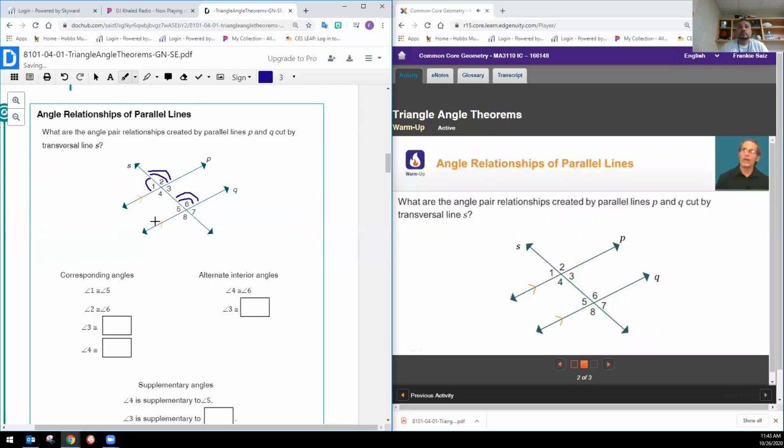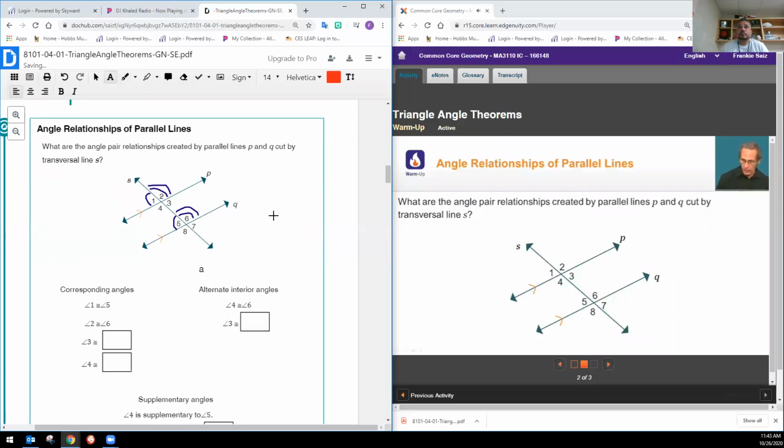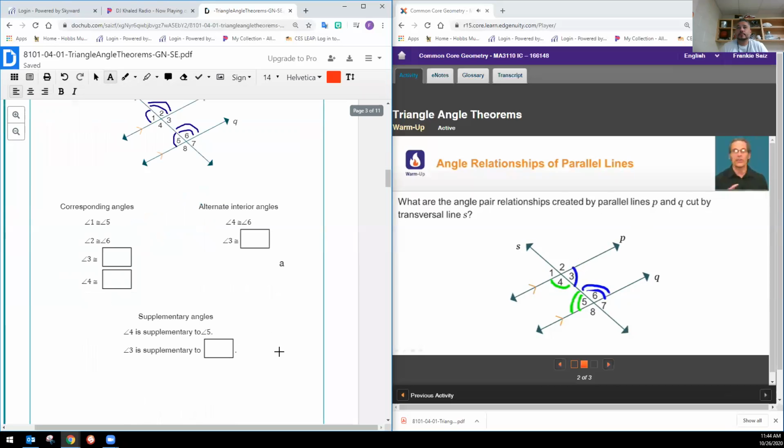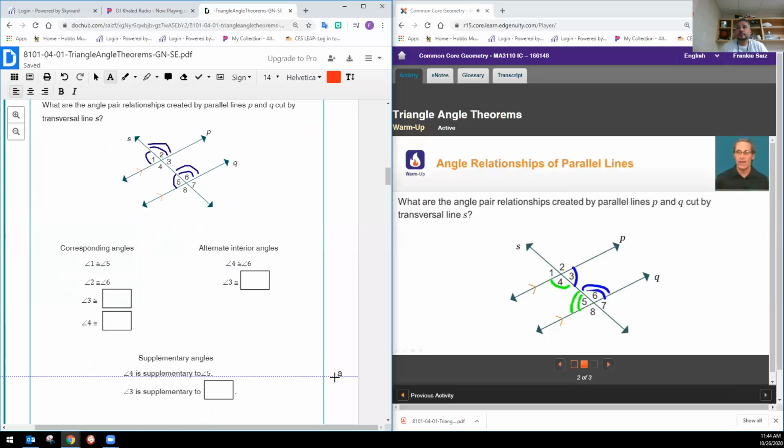We also have alternate interior angles. These are angles that are on opposite sides of the transversal. Angle 4 is congruent to angle 6. Angle 3 is congruent to angle 5. Lastly, we have same side interior angles. So these are angles that are supplementary. For example, same side of the transversal, angle 4 and angle 5, these angles will sum up to 180, as will angles 3 and 6. There will also exist vertical angles, alternate exterior angles, and other relationships that are formed when 2 parallel lines are cut by a transversal.